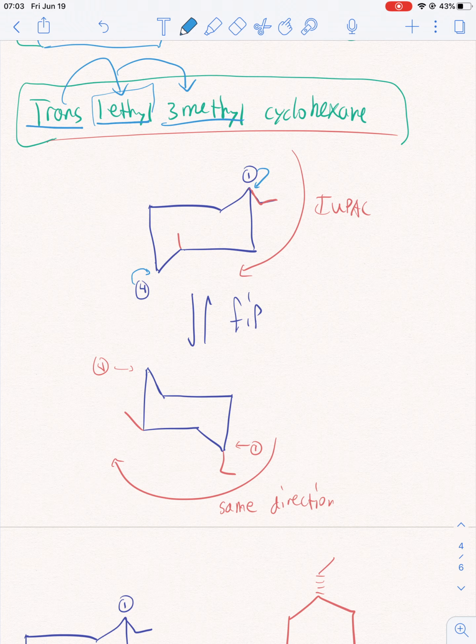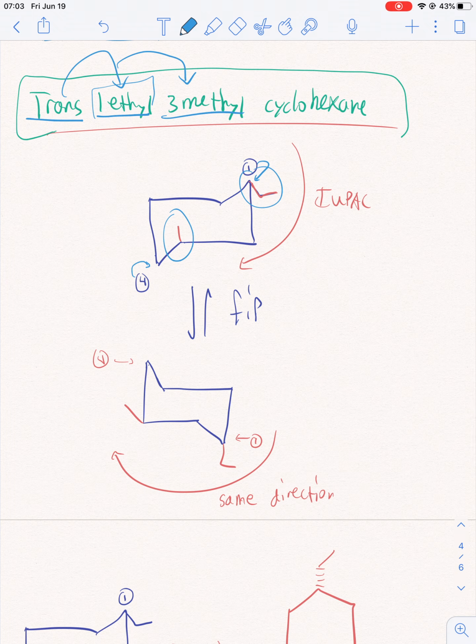I'm going to put the ethyl down, and then on 3, I'm going to put the methyl up. Ethyl down, methyl up. Okay, so that's trans. If it was cis, it would be down, down, or up, up. I could have also put the ethyl up and the methyl down. Doesn't matter. I just want to do this. Cool. So we're going to flip it.